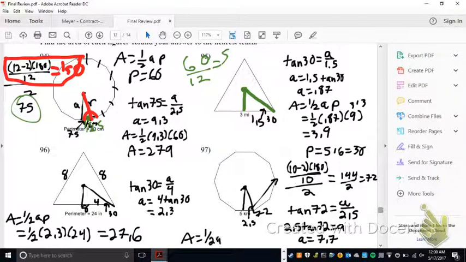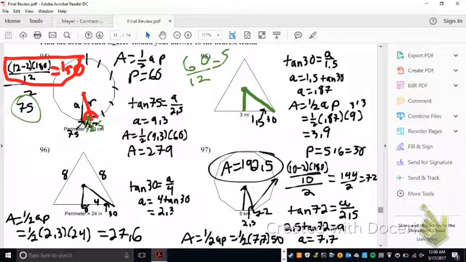So our area equals 1/2 the apothem times the perimeter. 1/2 7.7 times, okay, got it. See, I did 50. So the area equals 192.5.